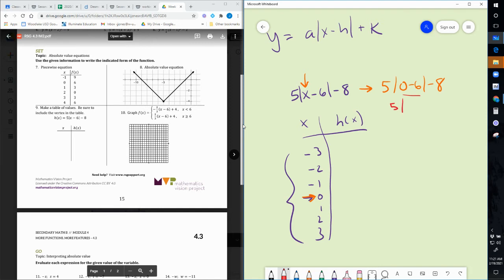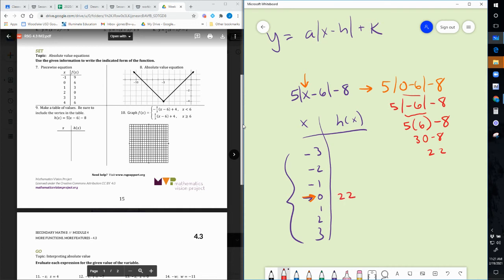Now we have 5 absolute value -6 because 0 minus 6 is -6. But absolute value of -6 actually equals 6. So now this says 5 times 6 minus 8. Okay. And now we have 30 minus 8. And now we get 22, right?